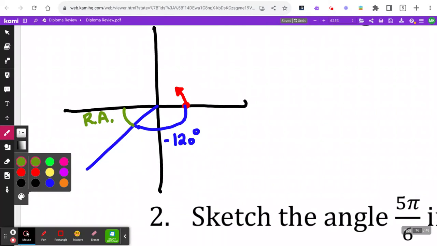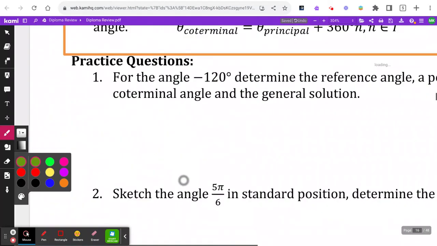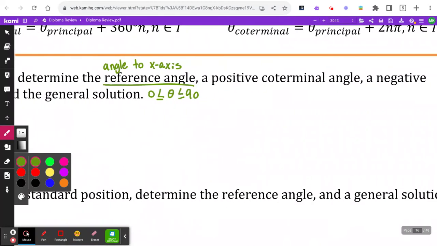Again, it helps to remember how far everything is. So if I had gone all the way to here, this would have been 180 degrees. So I'm trying to figure out how much more do I need to get to 180? Well, there's 120 to here. That means I need 60 more to get to 180. My reference angle is 60 degrees. The angle to the closest x-axis.